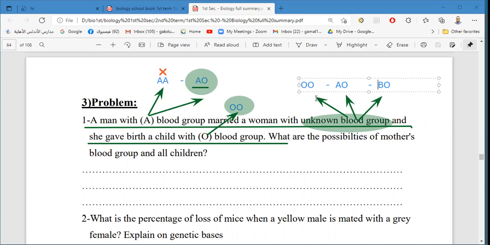So the mother has three possibilities. The mother can be OO, which has to give this gene to the child. It can be AO, to give the O gene to the child. And it can be BO, to give the O gene to the child. So the father has one possibility only, and the mother has three possibilities. Each one you can make a problem with.